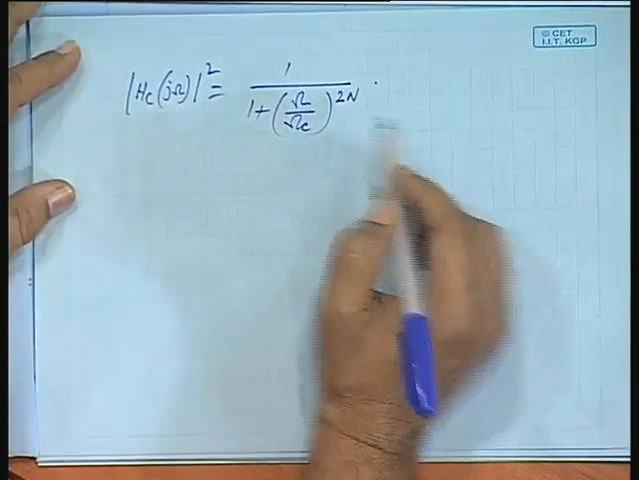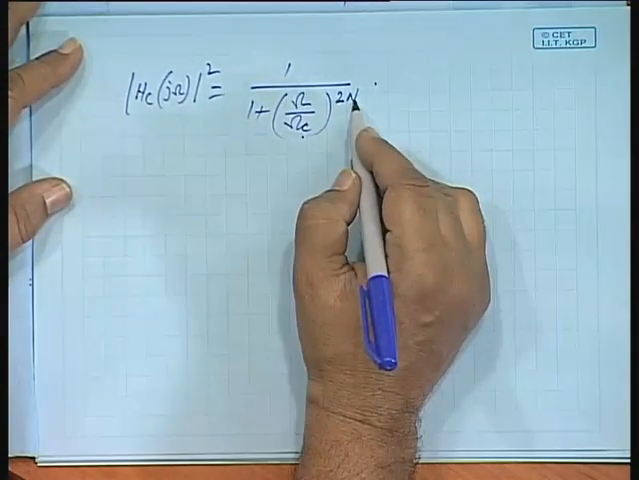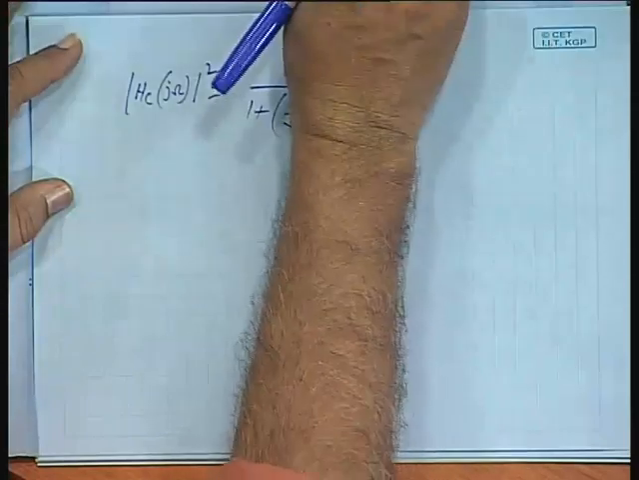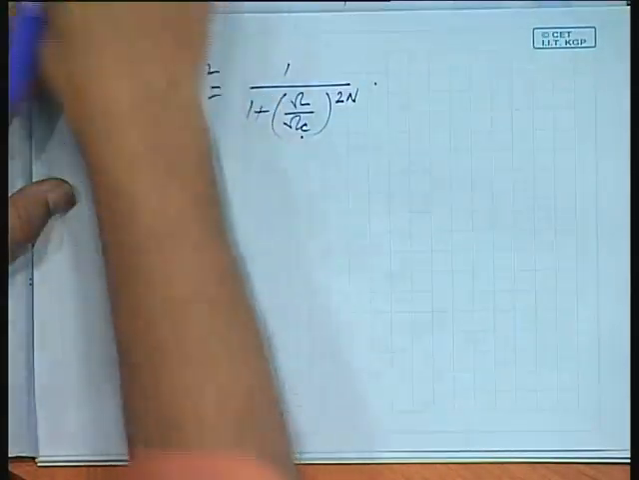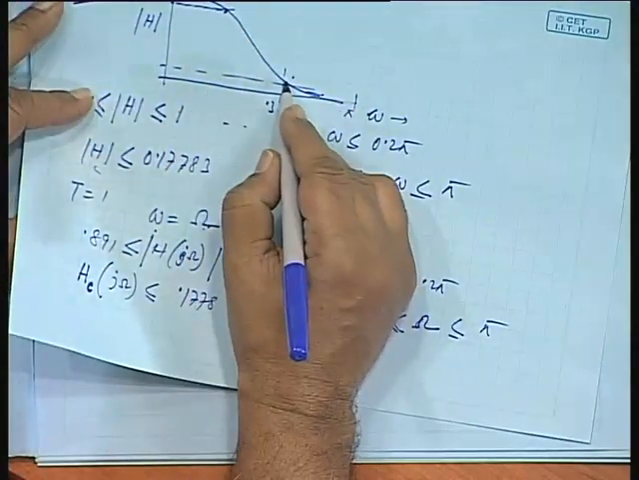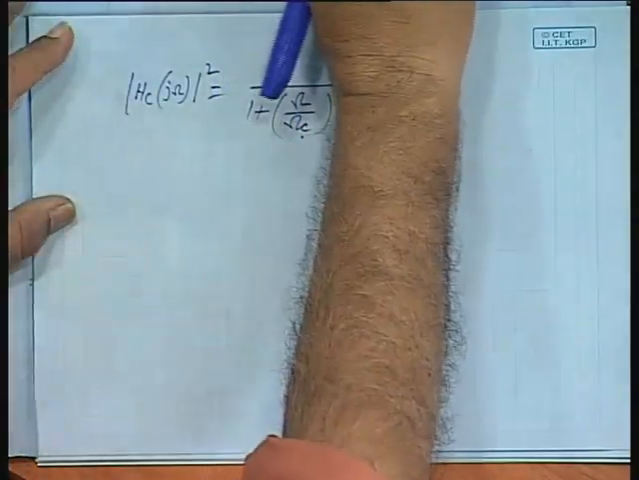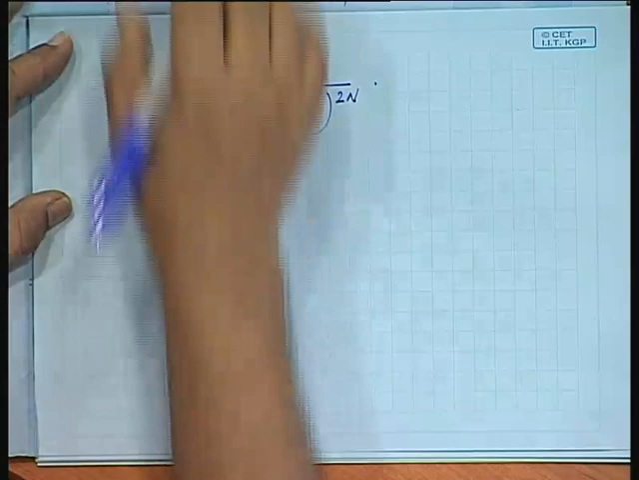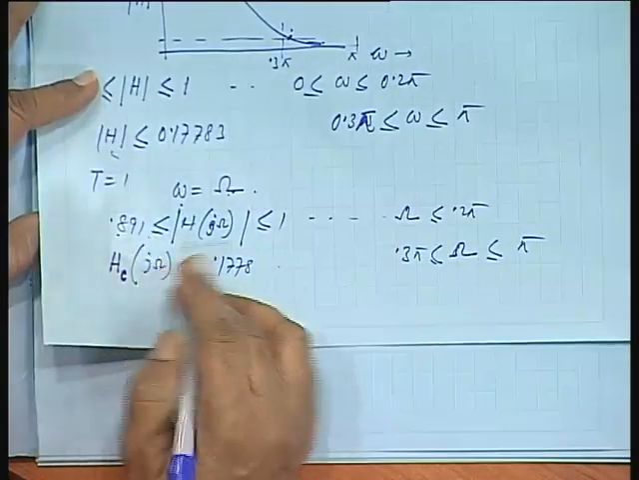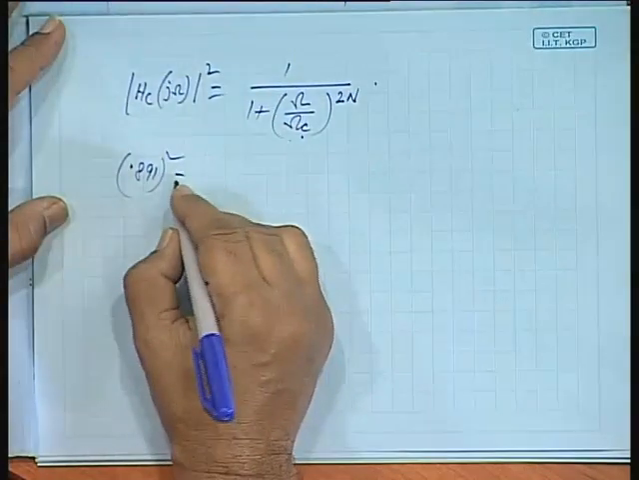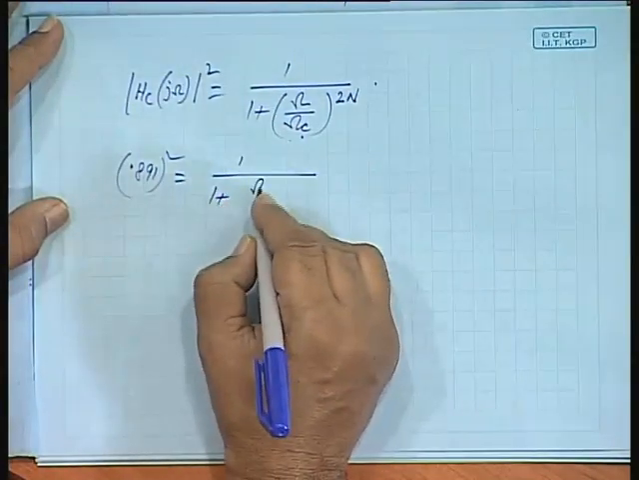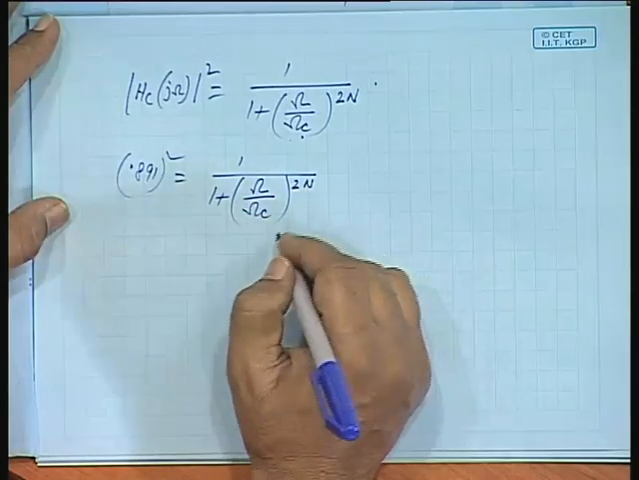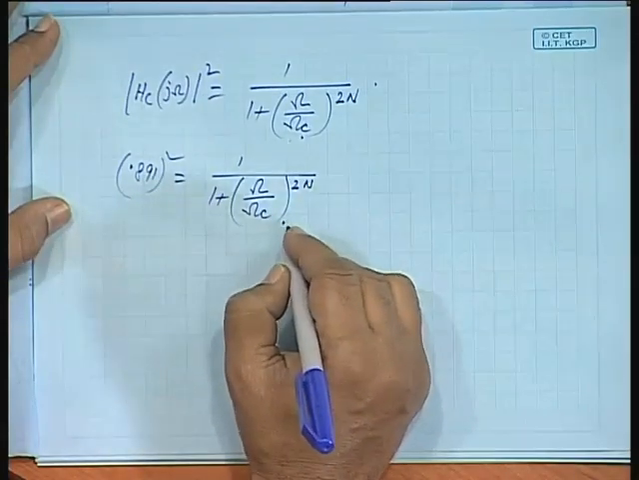Now, we have to compute, the two unknowns are omega c and n. So, you have to compute these two quantities with these specifications. There are two inequality constraints. So, if you equate these, that is, we are trying the border values. If you equate these two, then 0.891 squared is equal to 1 by 1 plus omega by omega c to the power 2n, where omega is corresponding to 0.2 pi.